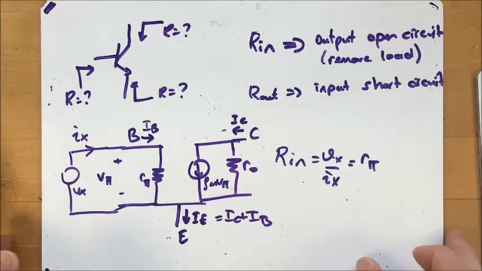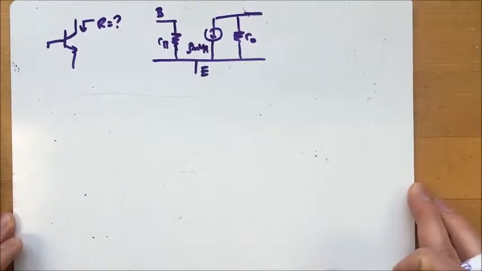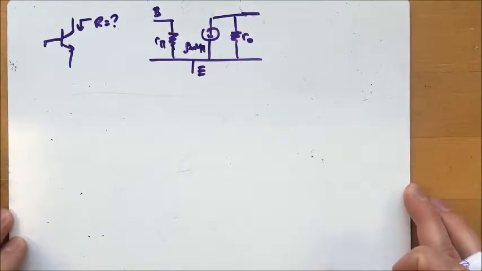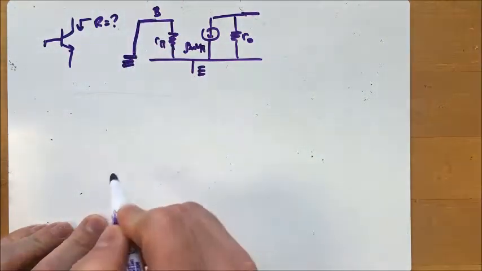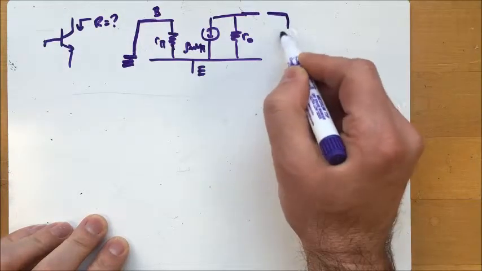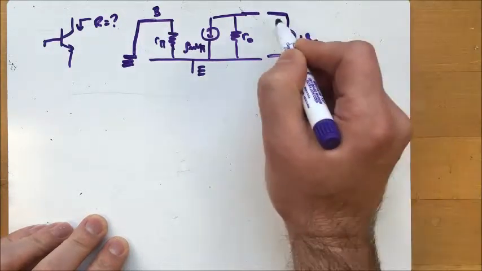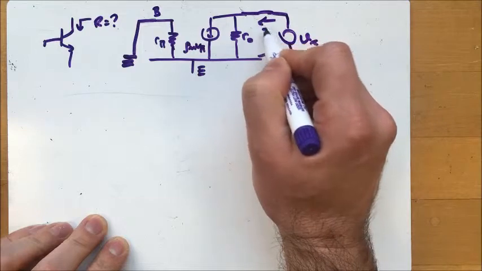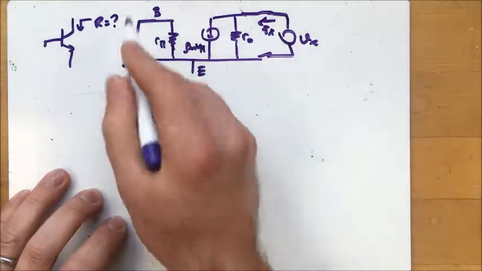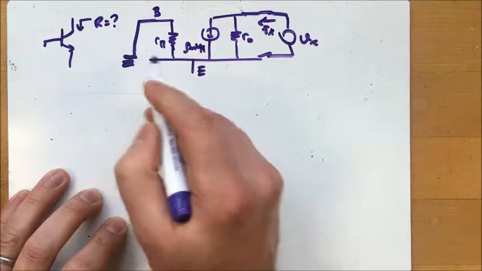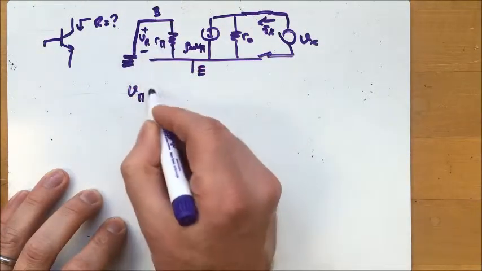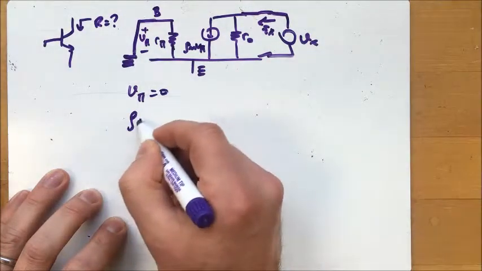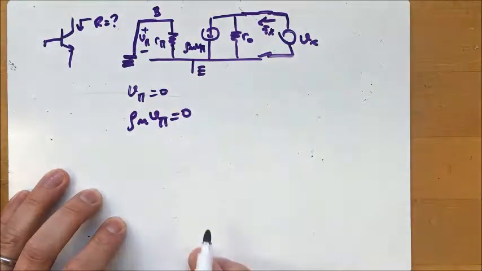That's your input resistance. So when we look at the output resistance from the collector, what we're gonna do, we need to short the input, and put a voltage source here, and look at the current. So we short the voltage here. That means we made the V pi, this voltage, 0.